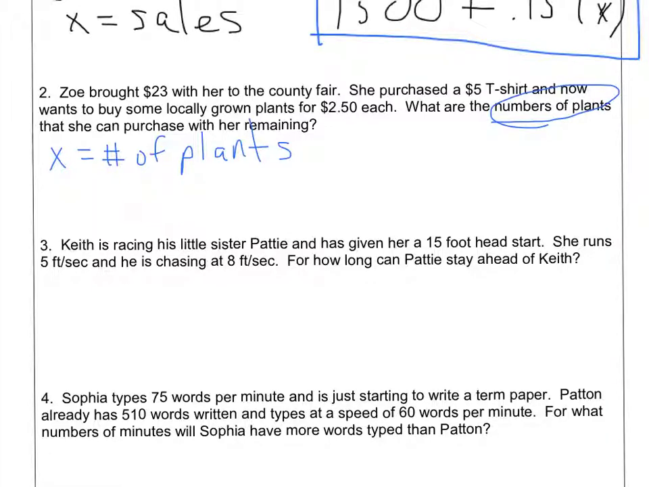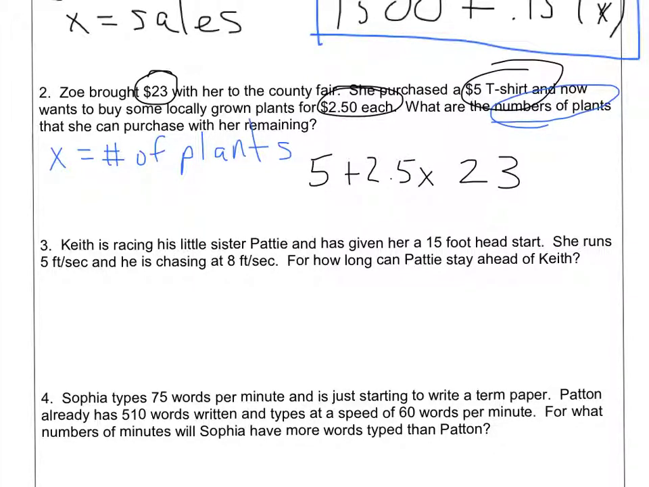Okay. So first off, she spent $23 and she purchased a $5 t-shirt, and now wants to buy some local plants for $2.50 apiece. We don't know how many she can buy, but I'm sorry, she brought $23. I go back to the beginning. She brought $23, so that's how much she has to spend on one side. Okay? She already spent $5, and we want to add $2.50 per plant, and that needs to be what?